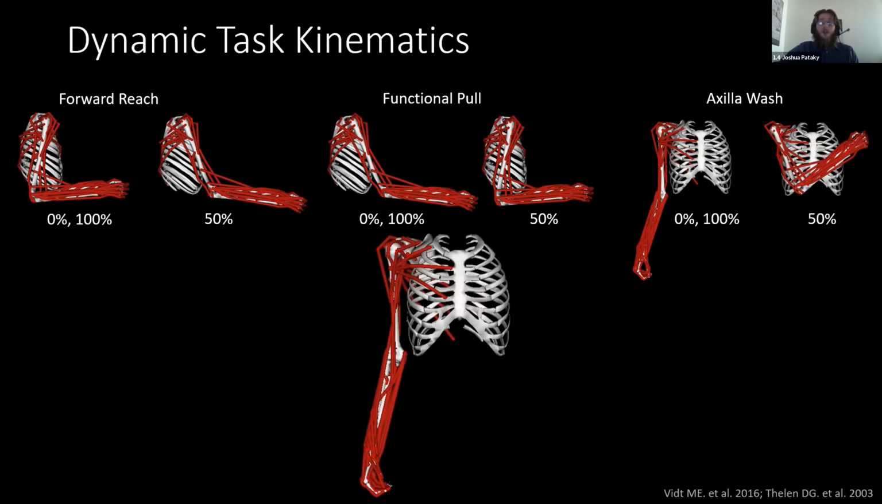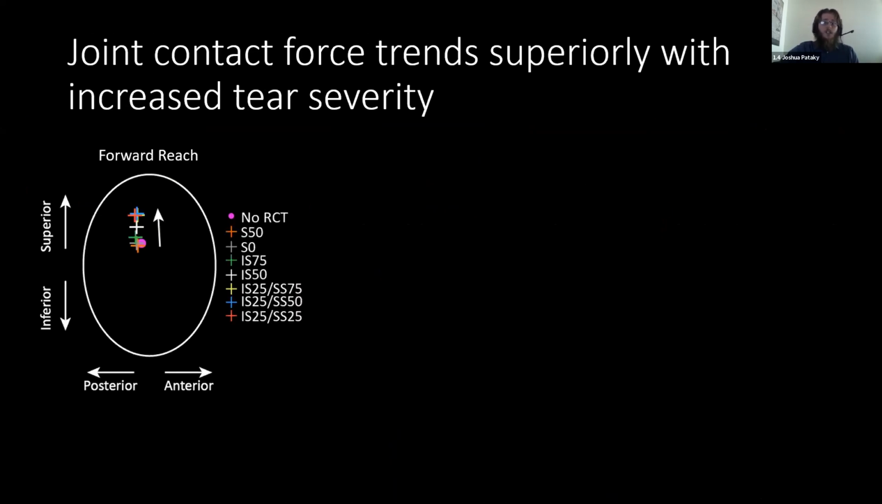The peak resultant joint contact force for each simulation was then identified and averaged for each tear severity and compared to the no rotator cuff tear model. So first, we'll observe the orientation of the peak joint contact force for the forward reach motion when projected onto the glenoid. To briefly orient you to these graphs, the ellipse is a representation of the glenoid rim, and the dot within the ellipse is the orientation of the peak joint contact force for the no cuff tear model. It's slightly in the posterior superior quadrant, but well within the glenoid rim.